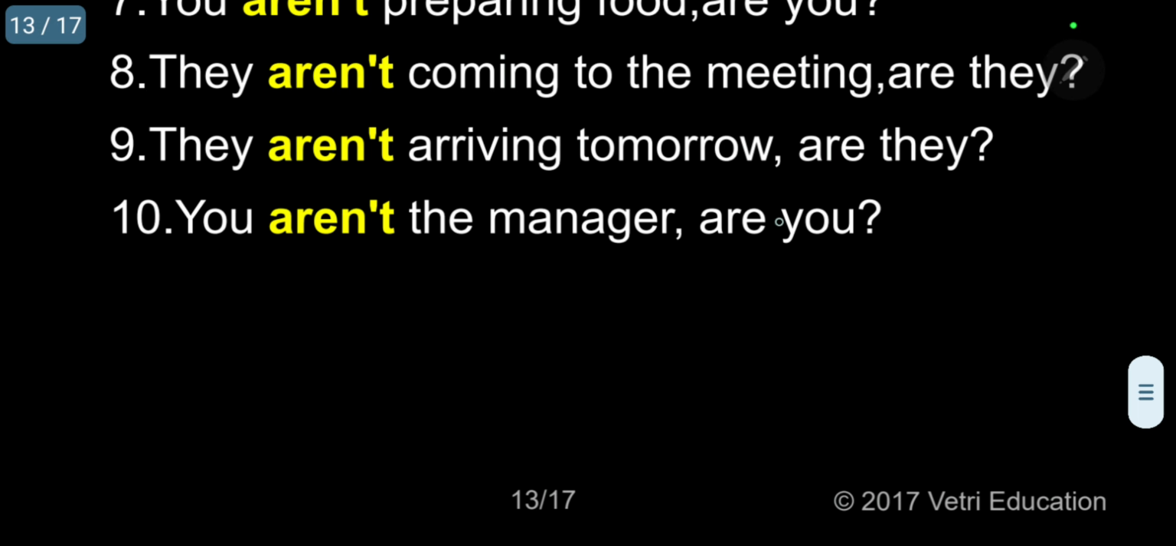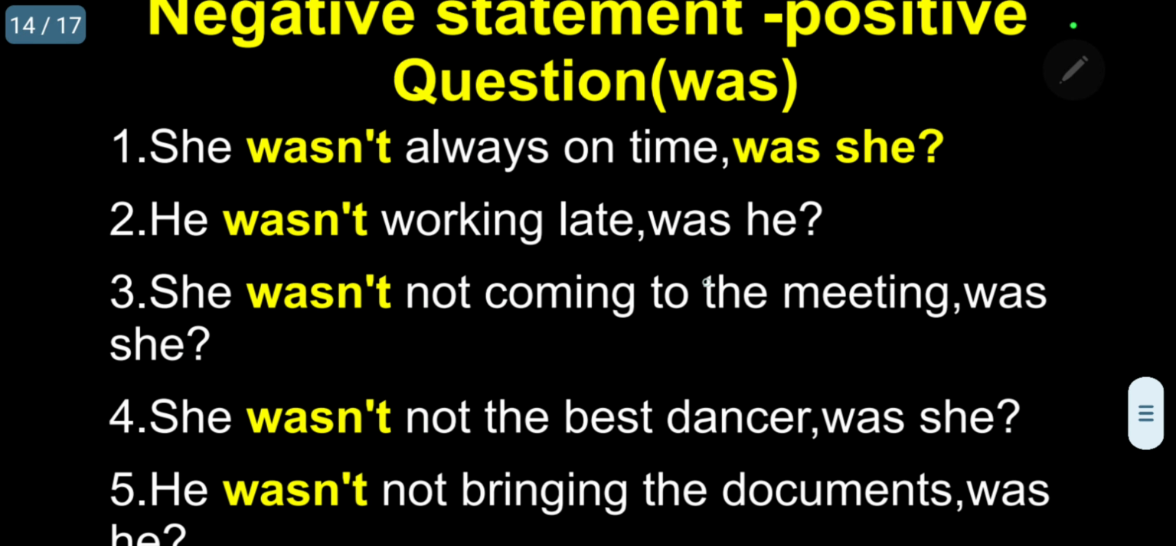Please follow. And the third auxiliary verb, correspondingly, the singular past tense was. So let me start now. She wasn't always on time. Was she? She wasn't working late. Was she? She wasn't coming to the meeting. Was she? She wasn't the best dancer. Was she? He wasn't bringing the document. Was he?